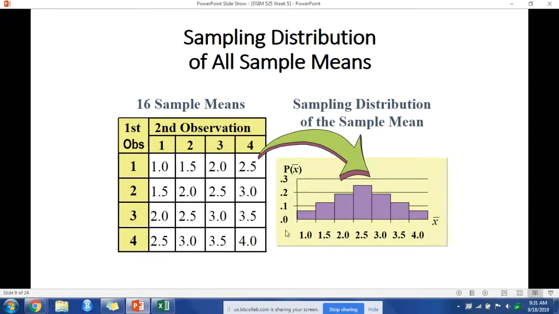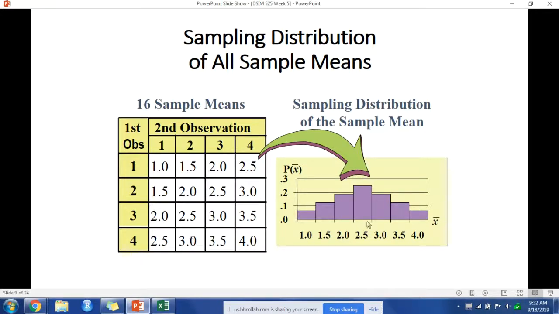We then can build our probability or our sampling distribution by finding the percentage of occurrences for each of these means. So how many times do we see 1.0 on this table? We see it one time. Should be 1/16. So 1.0 should be 1/16. Then how many times do we see 1.5? 1, 2. So that will be 1/16.